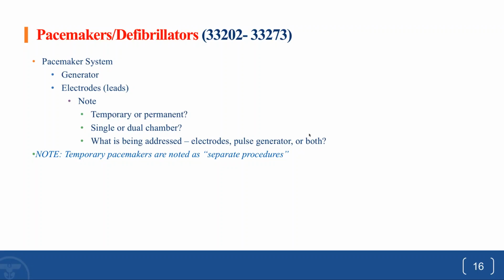Are they going to address the electrodes, which are your leads? Are they going to address the battery or the pulse generator? Remember, just want you to understand what we're talking about, or are they addressing both? They may need to remove the whole system, including the leads, or they may just need to exchange the leads and leave the battery in there. So you have to kind of read in your question on what they're going to do.